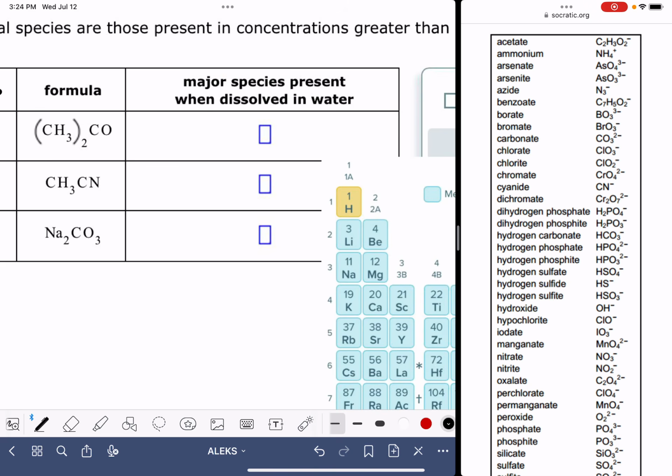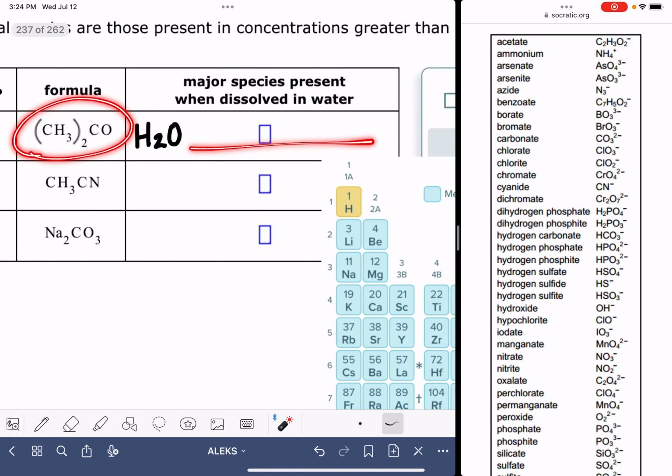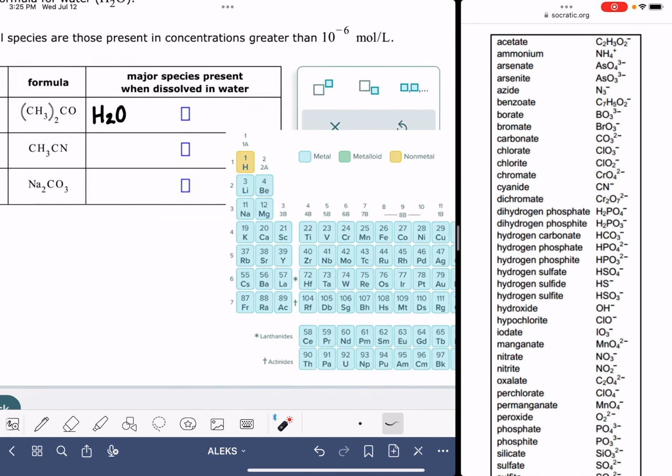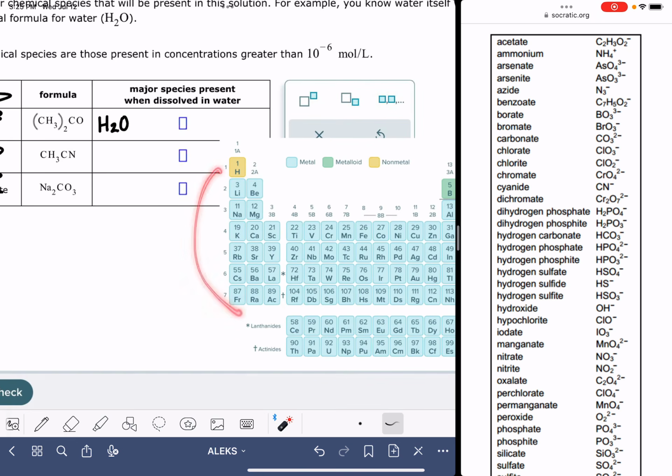So since this is dissolving in water, the very first thing that you should write down is water. Water is going to be present because you're dissolving it in water. Now what you have to do for the rest of this answer is decide if this molecule is going to stay intact when it dissolves in water, or if it is going to split apart into a couple of pieces when it dissolves in water. And to help you make that decision, you're going to consult the periodic table.